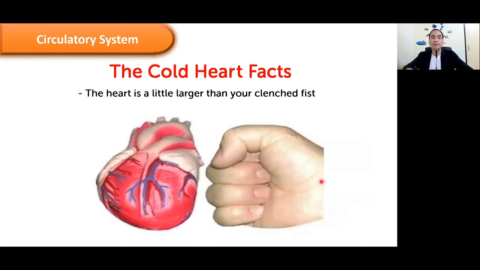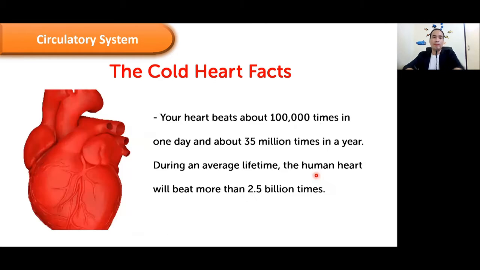Another heart fact. So our heart is a bit larger than your clenched fist. So this is your hand. So if you're going to close your hand like this, so this is your fist. So your heart is a little larger than this one.